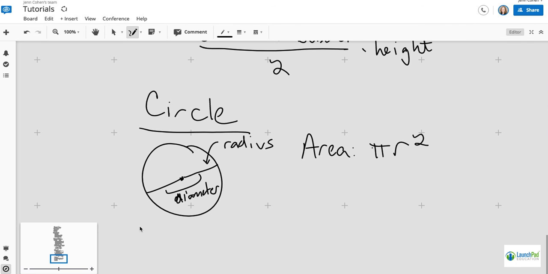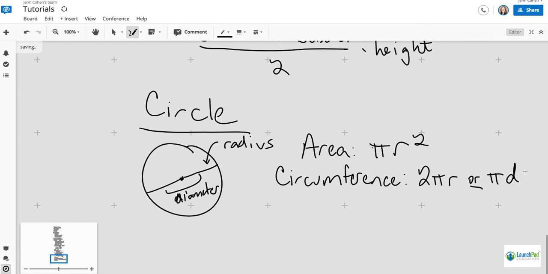So that can be an indication if the question asks, what is the area of this circle measured in square inches. That might be a little reminder that, oh yeah, there has to be a squared in the formula that I'm going to use. The other formula is the circumference. And that one is 2 pi r, or that can be expressed as pi d, where d is the diameter.